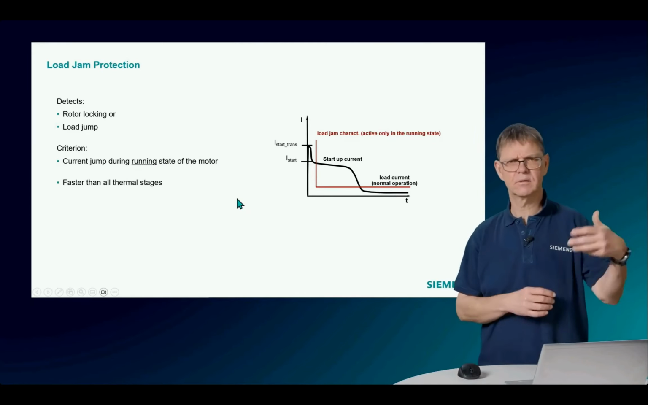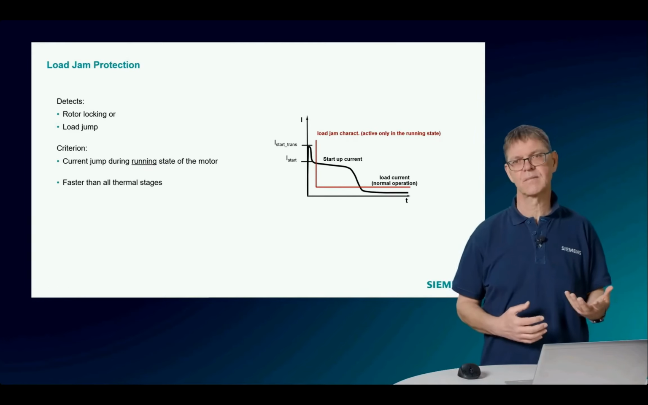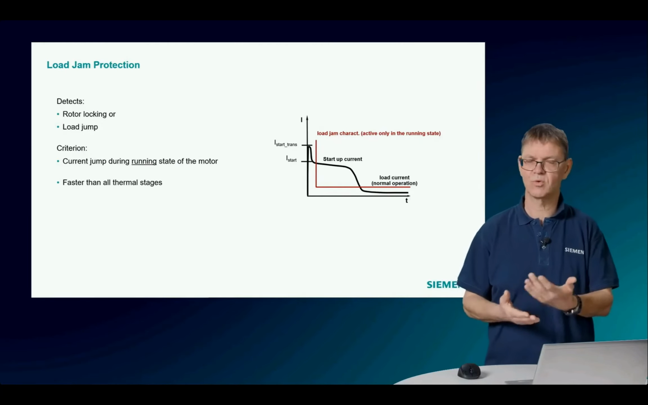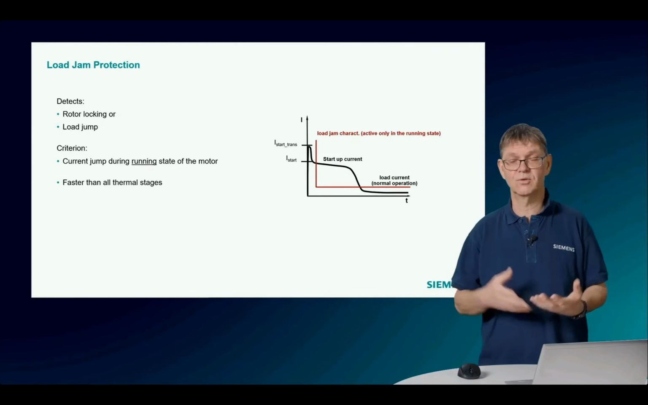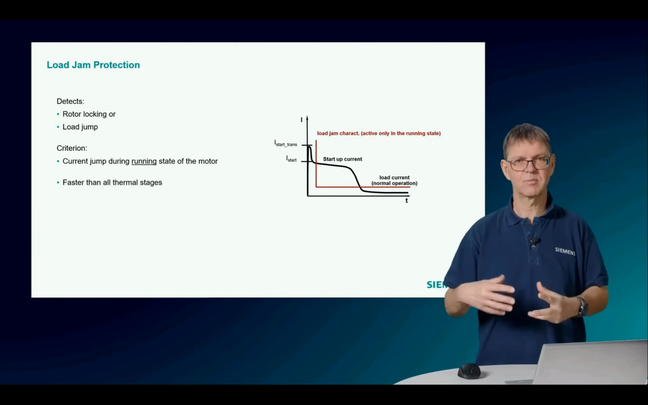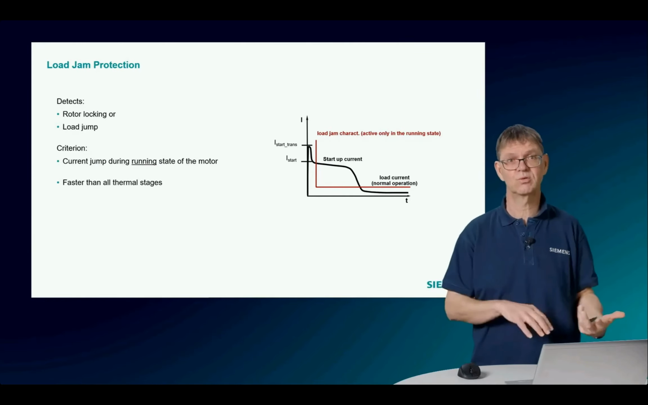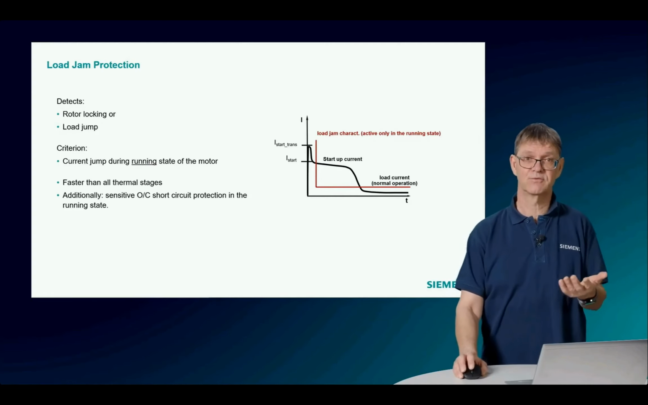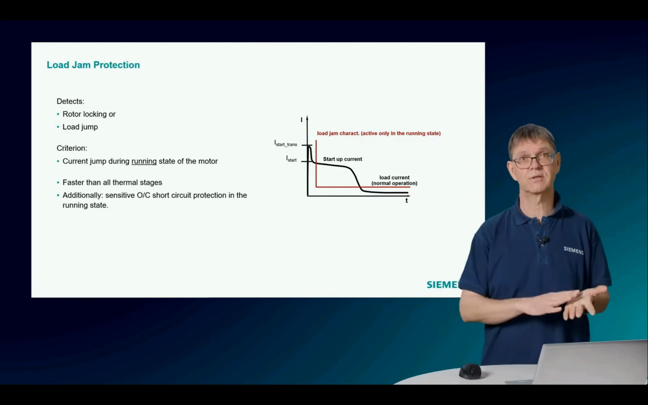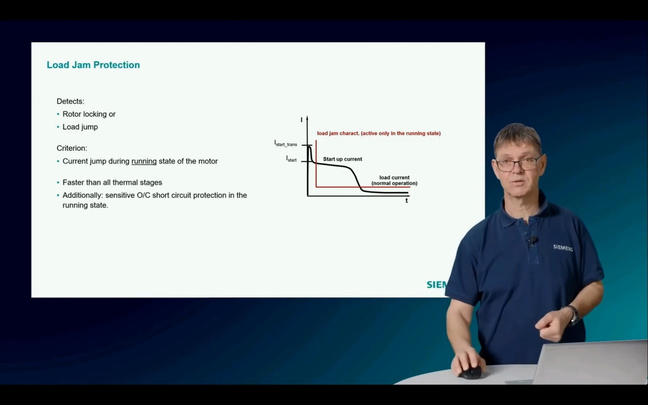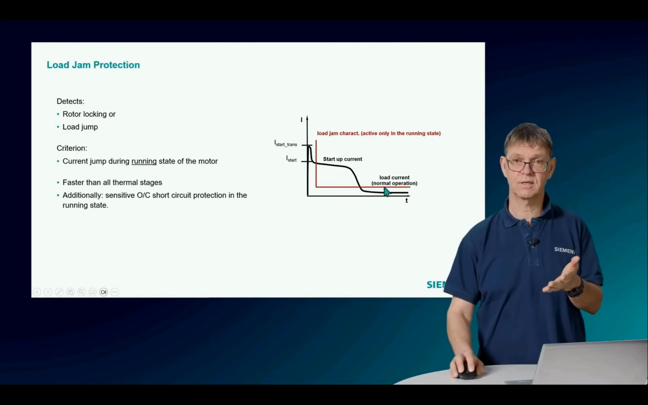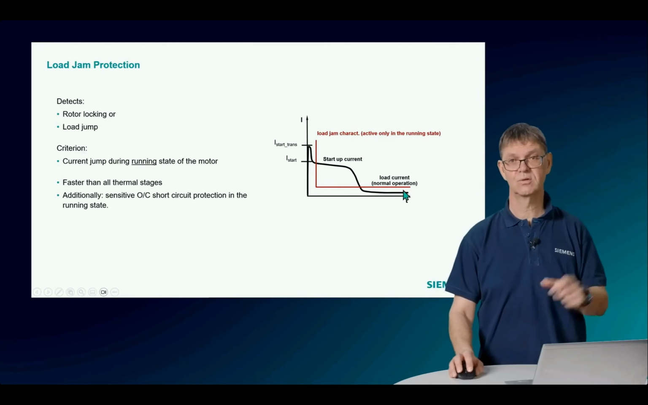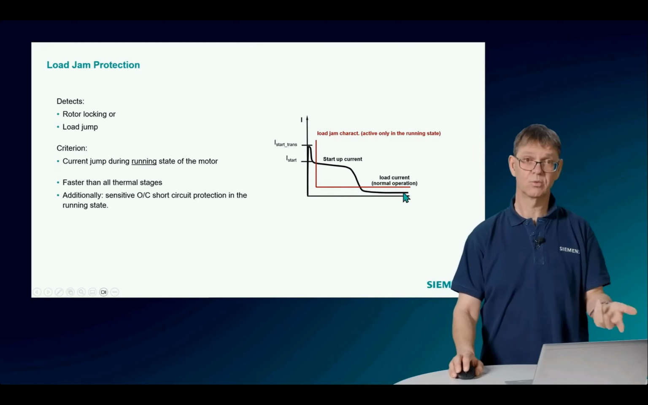Thermal stages take many seconds normally. And here the idea is not to wait until the thermal stage trips because the rotor has become too hot. No, the idea is if we see there is something blocked that endangers the machine or the motor, then let's trip immediately. And additionally, I have a sensitive overcurrent short circuit protection during the running time of the motor because I can bring that stage further down. So it's not necessary to have it above the starting current, but I can go with some reserve above the load current.